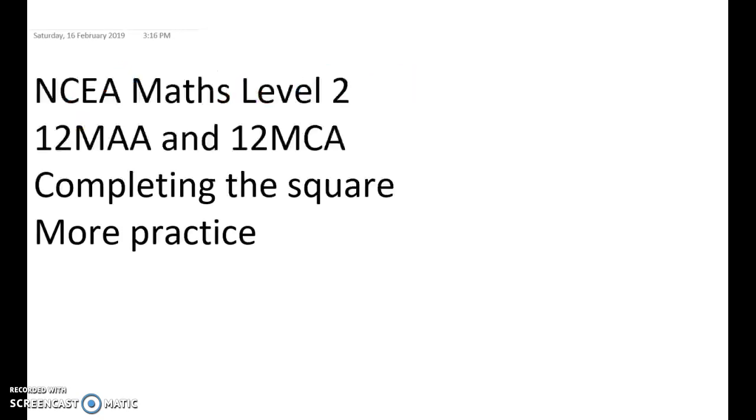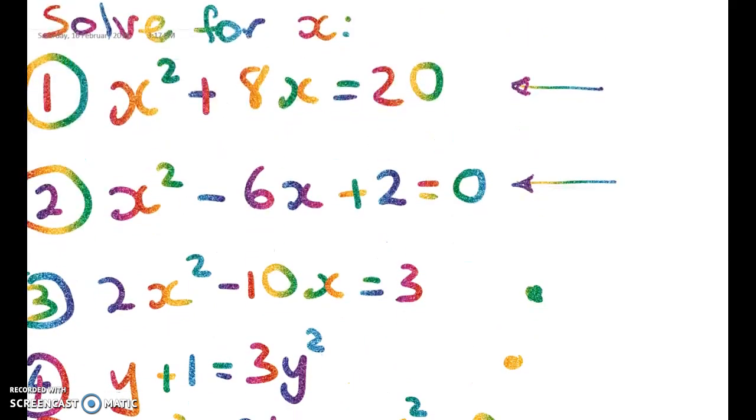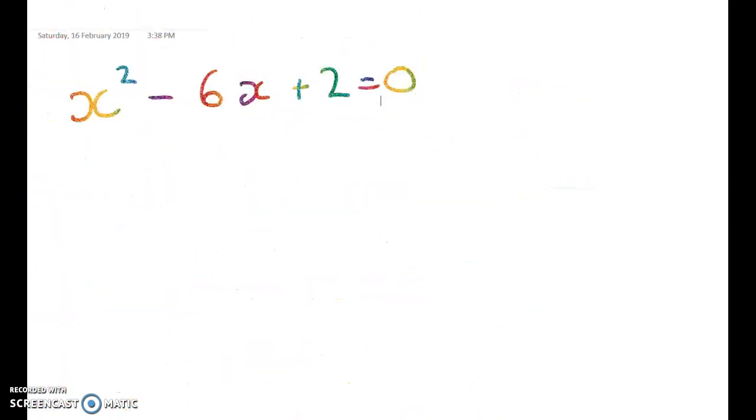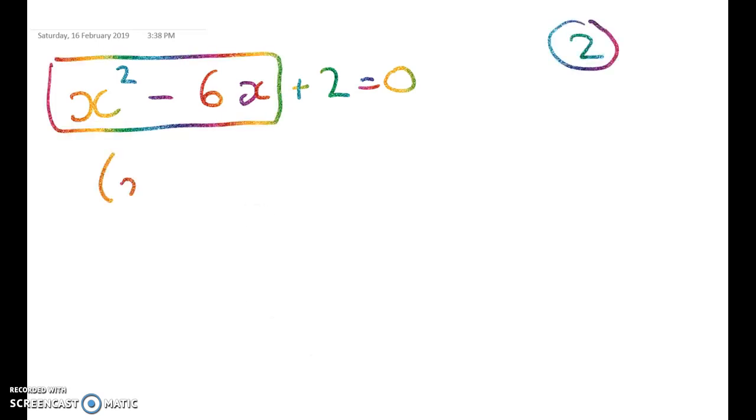Right, so equation 2 is one that's about the same level of difficulty. It's x squared minus 6x plus 2 is equal to 0. Yep, x squared minus 6x plus 2 equals 0. Equation number 2. So this one I'm going to do much more quickly.